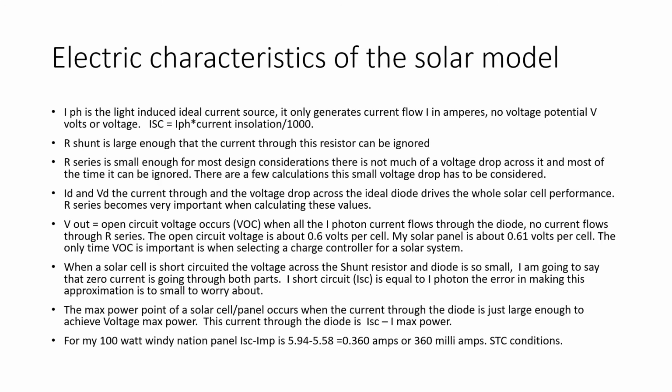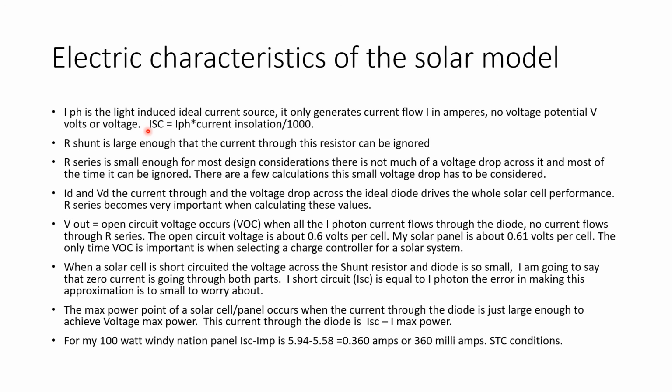PowerPoint presentations you never read from the view graph. And since this is my first one for a YouTube video, I am going to read it. I photon is the light-induced current source. It only generates current flow, I in amps. No voltage potential is generated from the photon current source. This is where you're converting sunlight into energy.